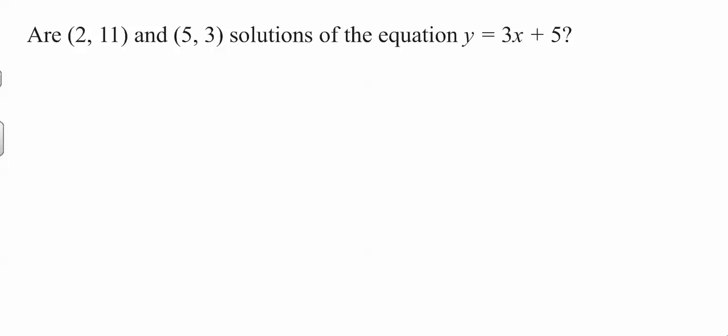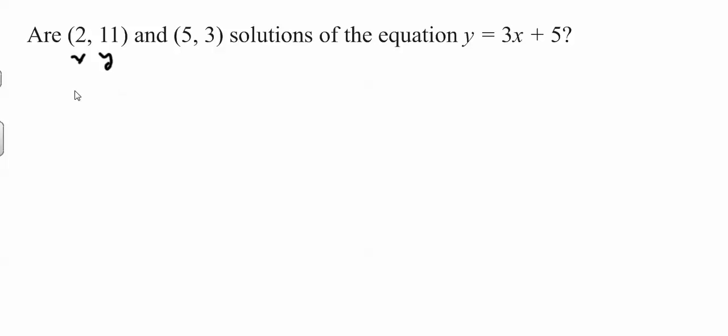Okay, so for the last section, 1-9, it's a little more detailed. When you're talking about the solution of an equation, if you have two variables, that's basically like an ordered pair, an x and a y. So with this problem, are 2 comma 11 and 5 comma 3 solutions of the equation y equals 3x plus 5? Well, the easy trick is this is an x and that is a y.